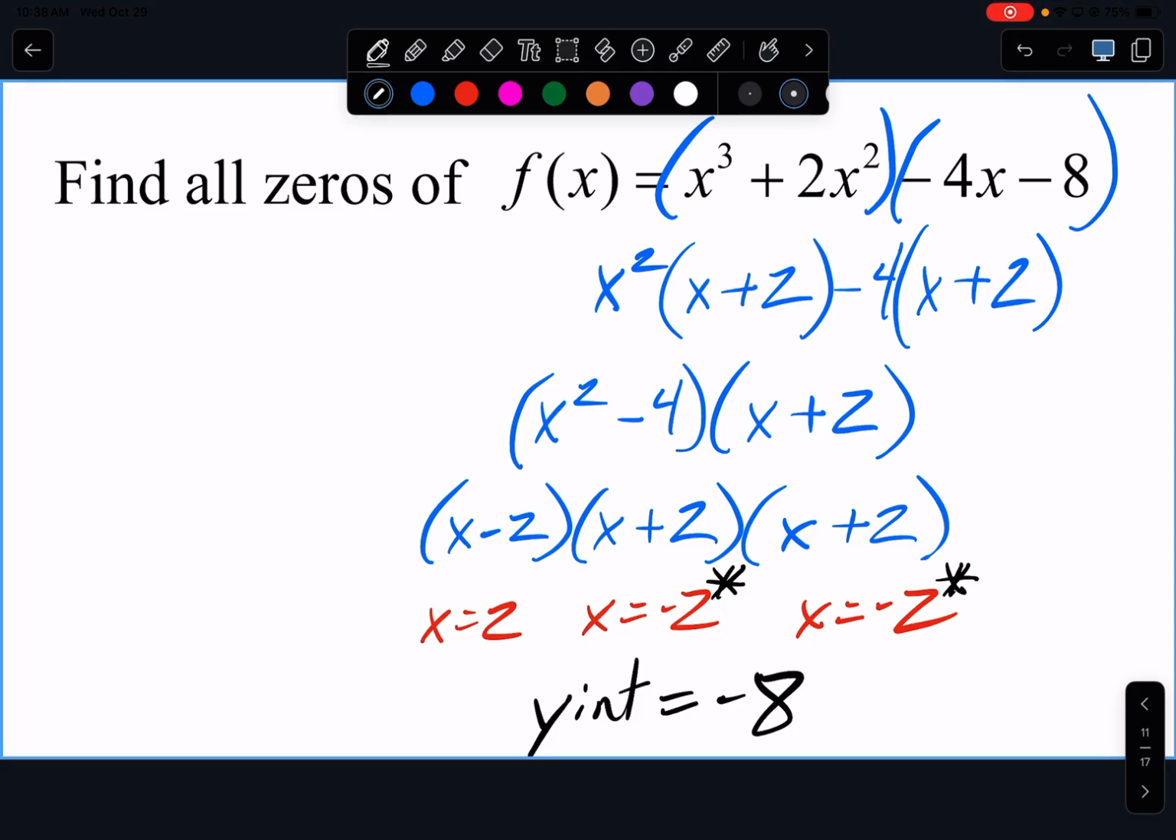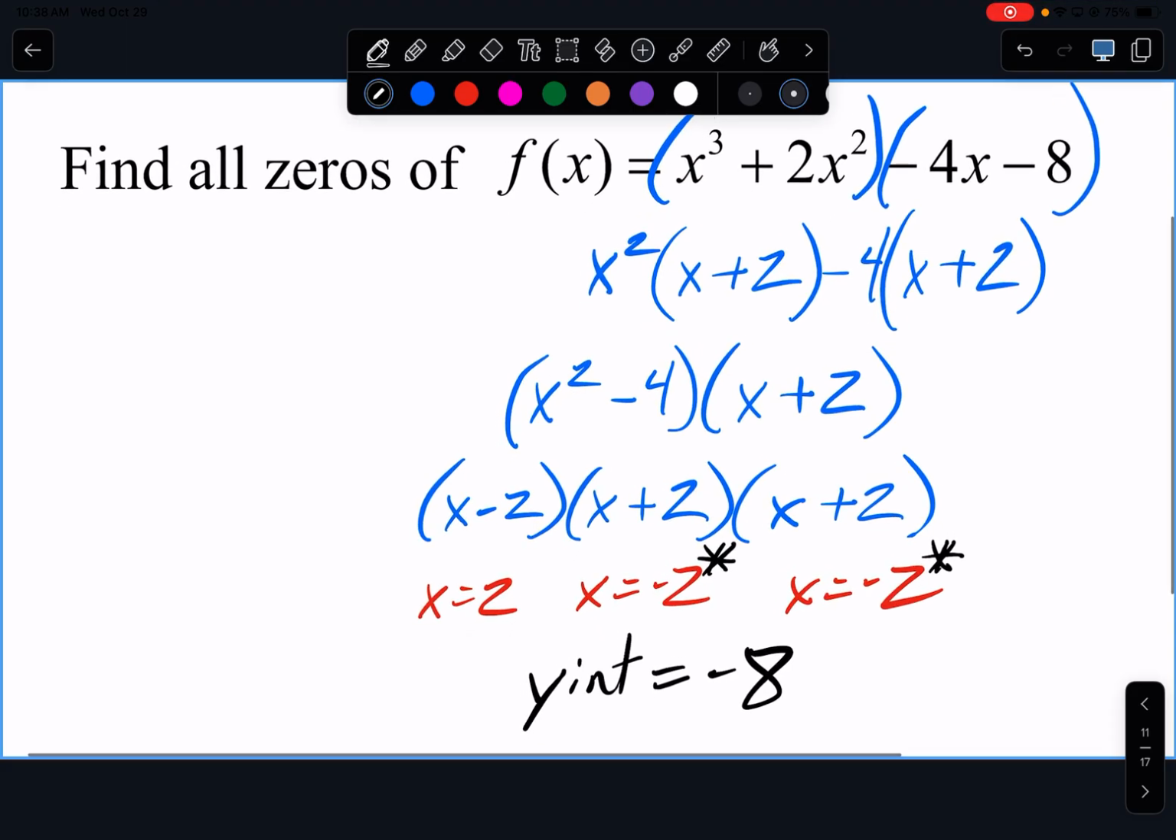After we factor it out, this is what I get. Okay, put asterisk next to my -2's because they're multiplicity, right? There's multiple of the same answer. Is that even or odd multiplicity? Even, because 2 is an even number. It shows up 2 times. Okay, so that means it's going to bounce off a -2 and go back to where it came from. Okay, my y-intercept is -8. So now we go ahead and graph it.